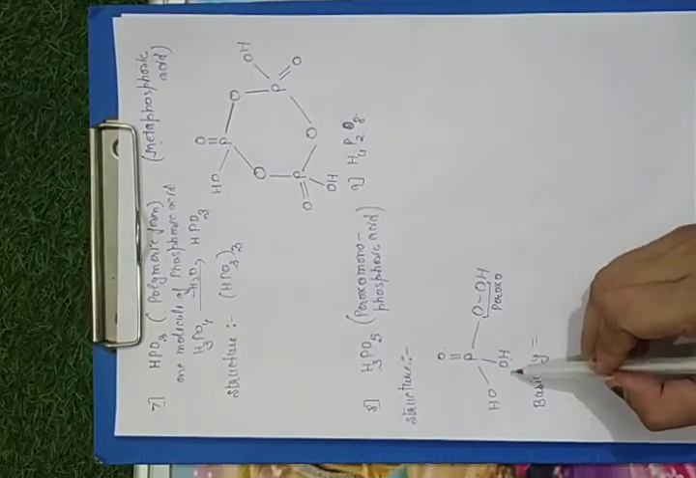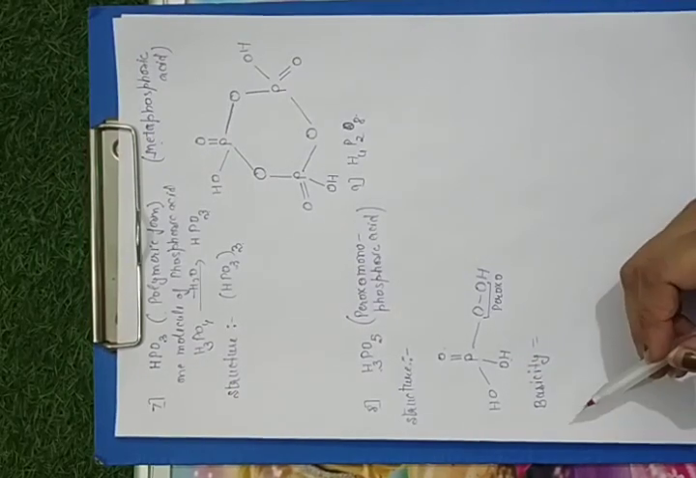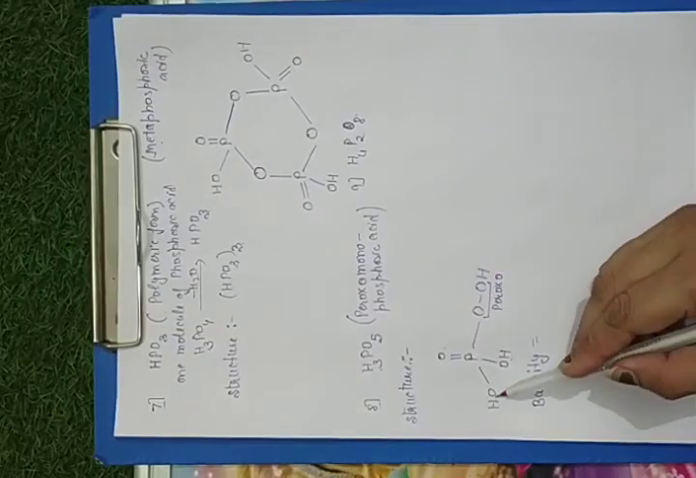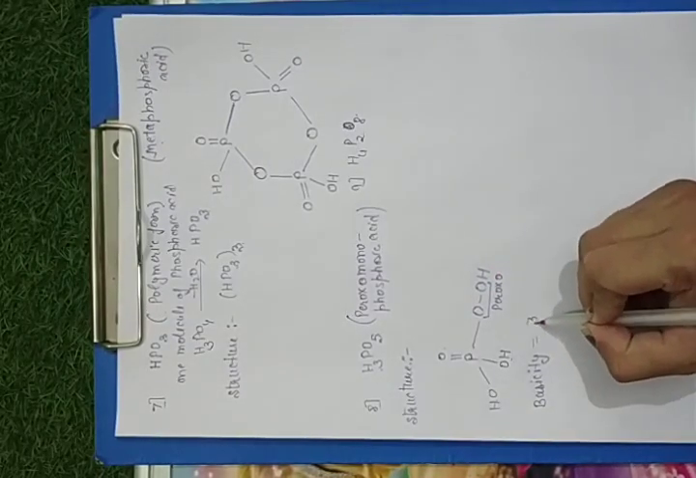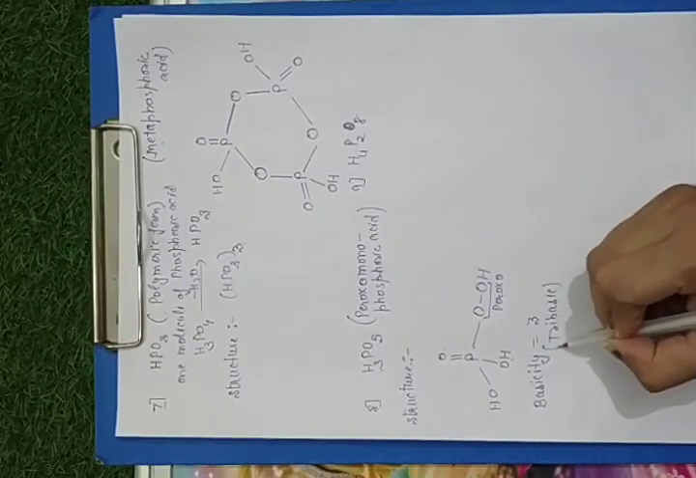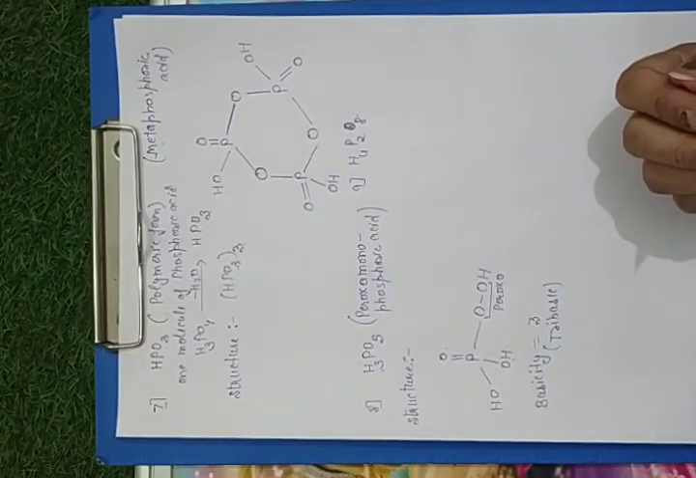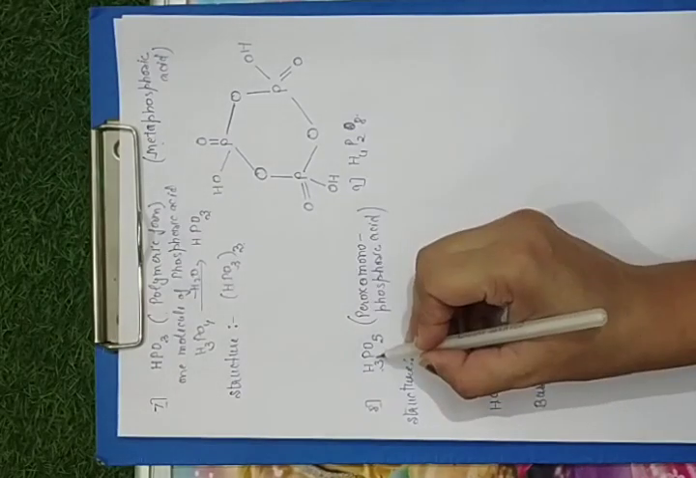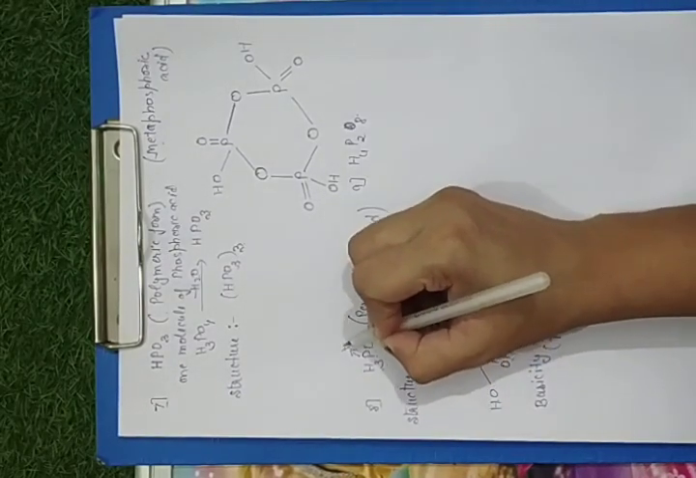Basicity: here 3 hydrogens are linked with oxygen, so its basicity is 3. It is tribasic. And calculate the oxidation state of phosphorus. Here it becomes +5.